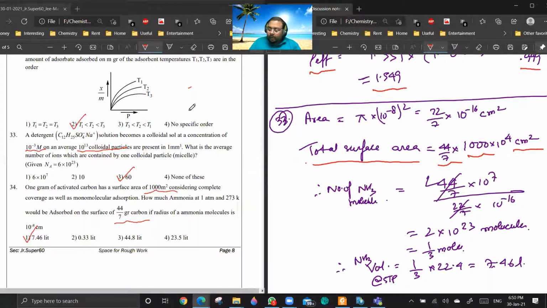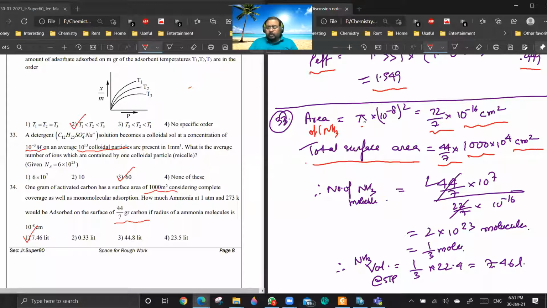Okay, so you see, the total surface area in centimeters square is this. Area of one NH3 molecule is how much? Pi r square is 22/7 into 10 power minus 16 centimeters square. Okay, so total surface area is given. Area of one NH3 molecule is given. You can find out the total number of NH3 molecules.